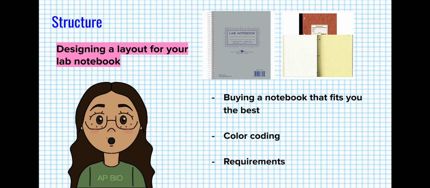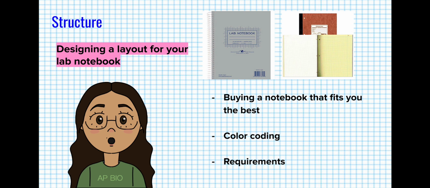Structure: designing a layout for your lab notebook. Buying a notebook that fits you the best. Buy a notebook that you are most comfortable with. There are several options from computation notebooks available online to graphic notebooks you can find at your local office supply store. Color coding. Color coding your notebooks is a fun way to keep yourself organized as well as have a good source of information for the future if you plan to work in labs. In some cases, having a lab notebook can help you get a student job in college.